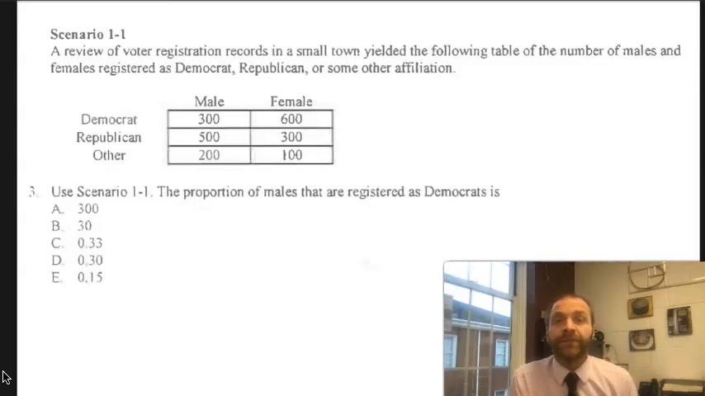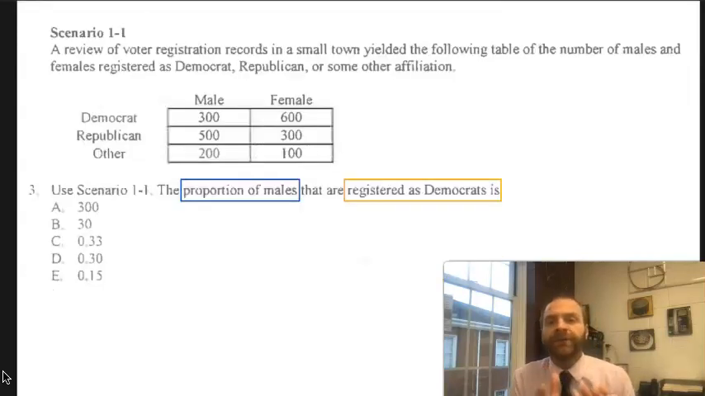Here we're given a table. We have the number of registered Democrats, Republicans, and others of the political party based off of male and female. And we're asked in question 3 to find the proportion of males that are registered as Democrats. And that's what we need to look at, is what are we trying to find? And in this case, the thing that sticks out is the proportion of males registered as Democrats. So one thing I'm going to go into is, this is conditional distribution.